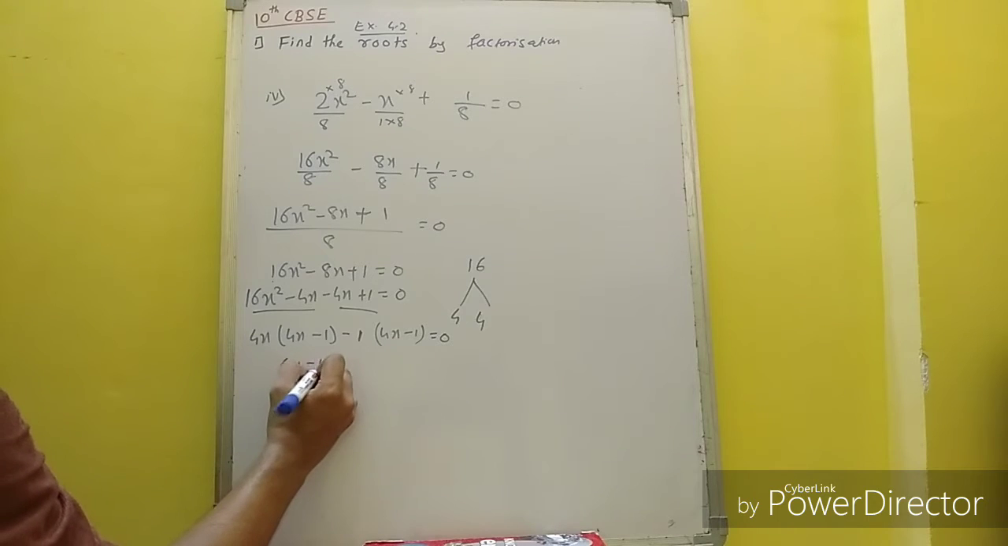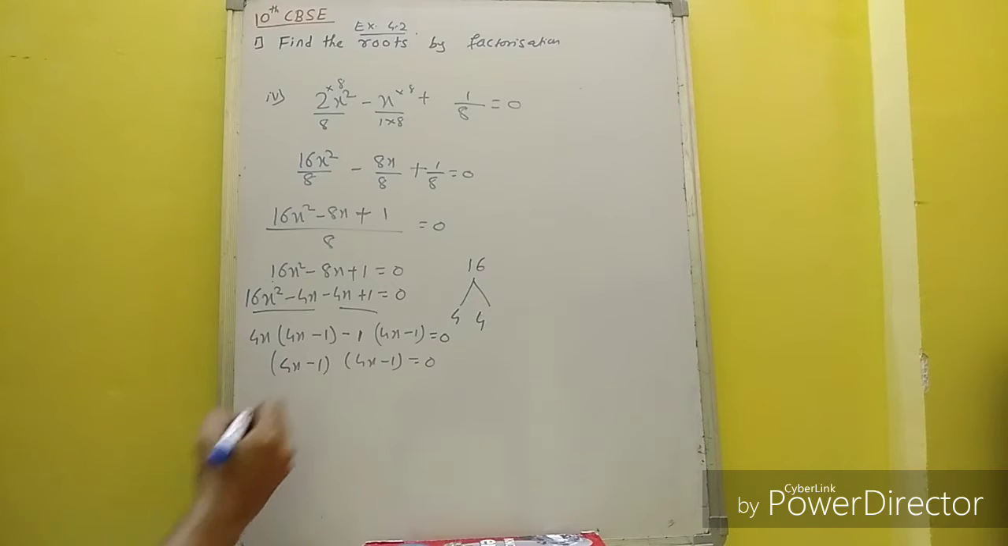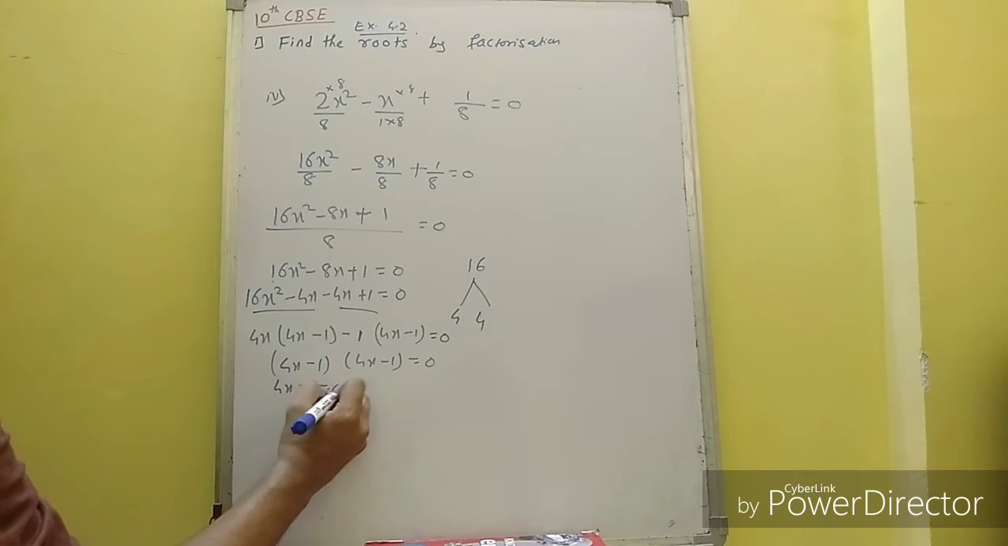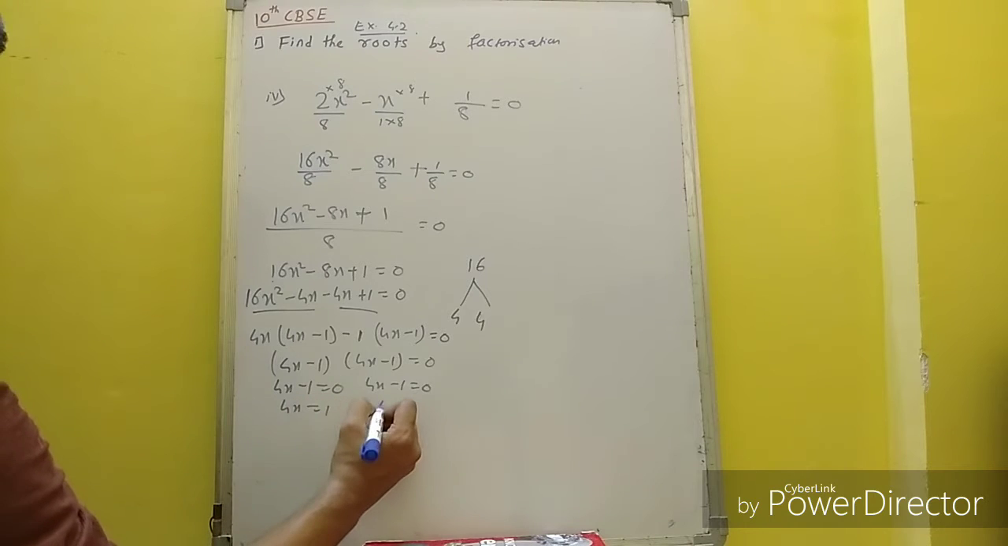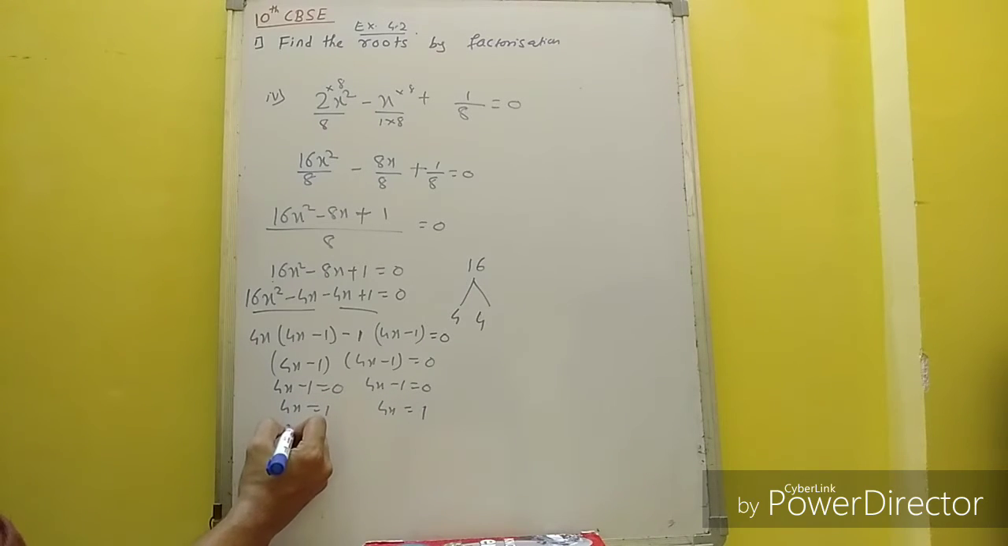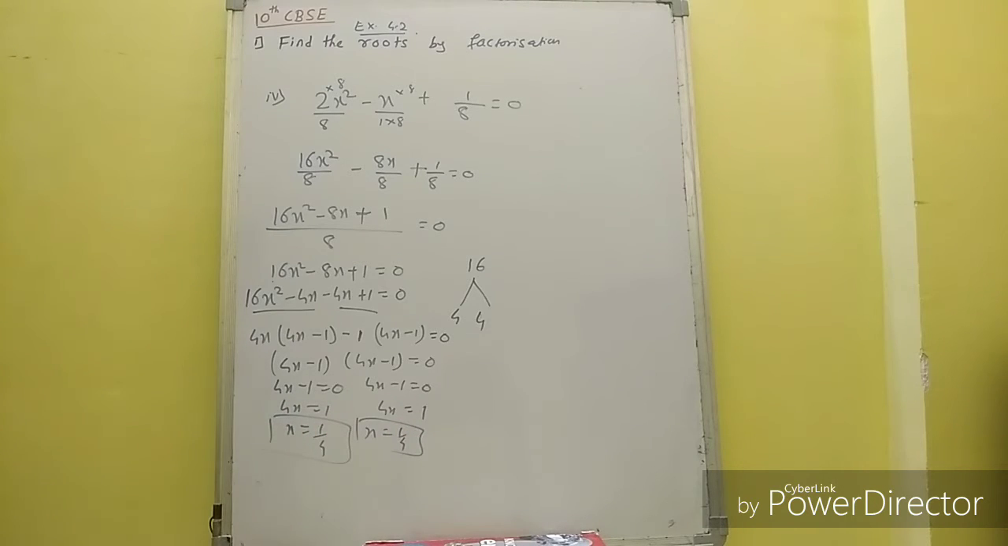So 4x minus 1 and again 4x minus 1. So 4x minus 1 is equal to 0. 4x is equal to 1. X is equal to 1 by 4. This is the solution for the fourth question. Okay, got it? Now we will do the fifth one.